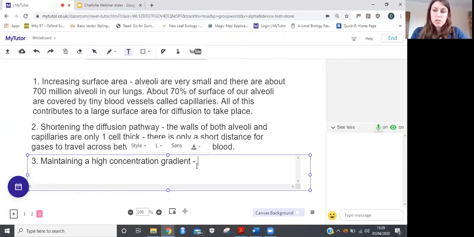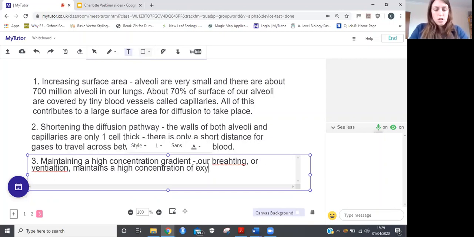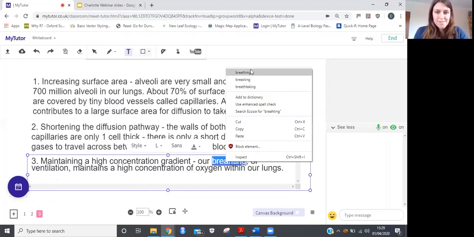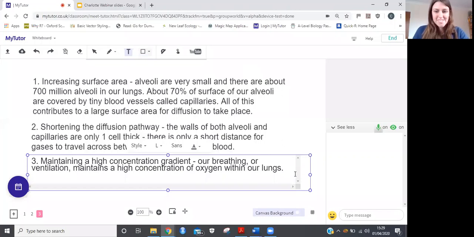Our breathing that we talked about on the slide before, where we talked about how we breathe in a large volume of air, and we do that continually, that helps to maintain that high concentration of oxygen particles within our lungs themselves. Not so good at speed typing.